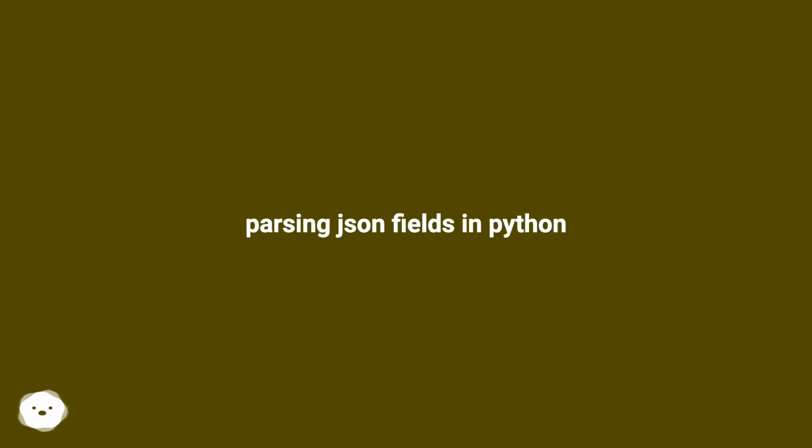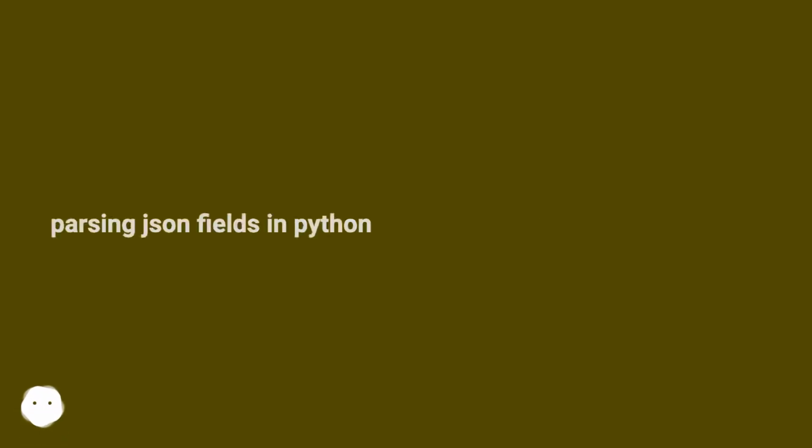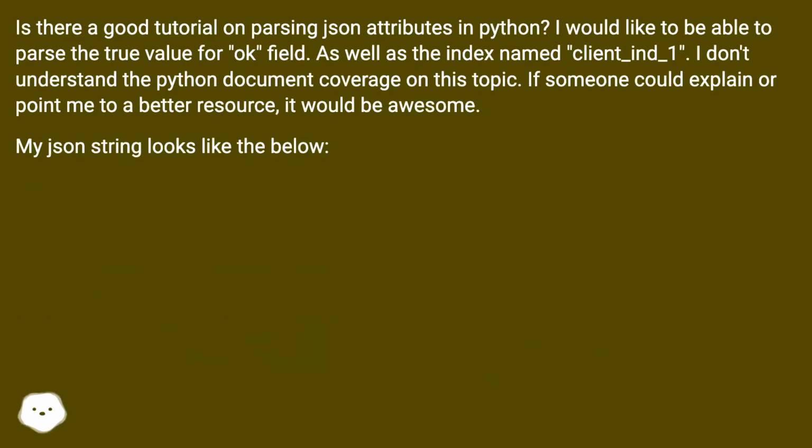Parsing JSON fields in Python. Is there a good tutorial on parsing JSON attributes in Python? I would like to be able to parse the true value for the OK field, as well as the index named client_int_1. I don't understand the Python documentation coverage on this topic. If someone could explain or point me to a better resource, it would be awesome. My JSON string looks like the below.